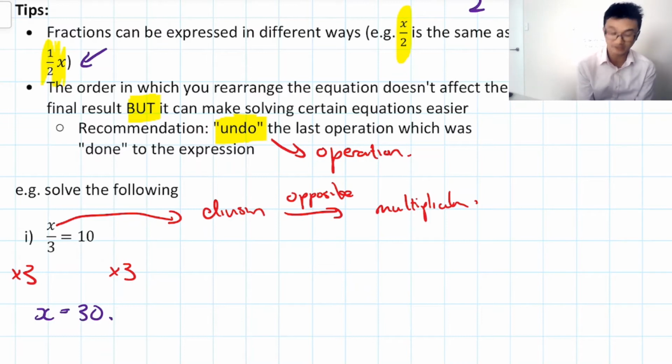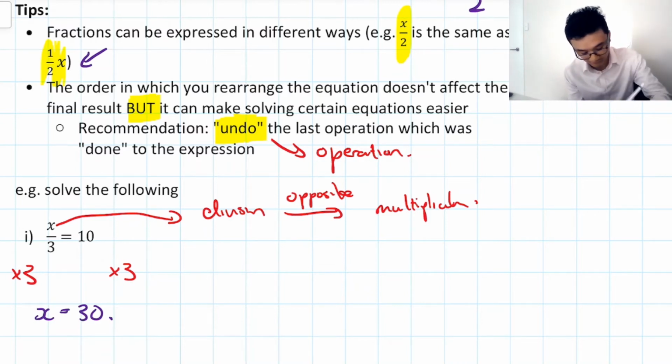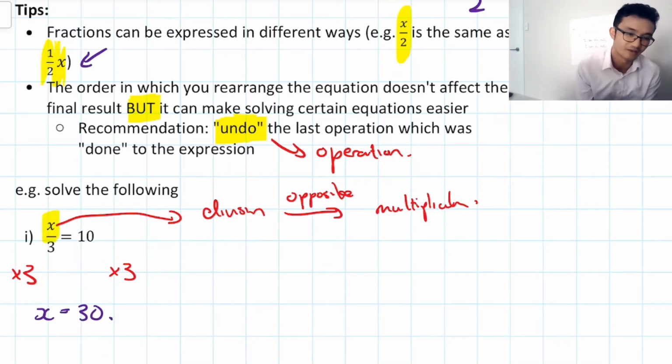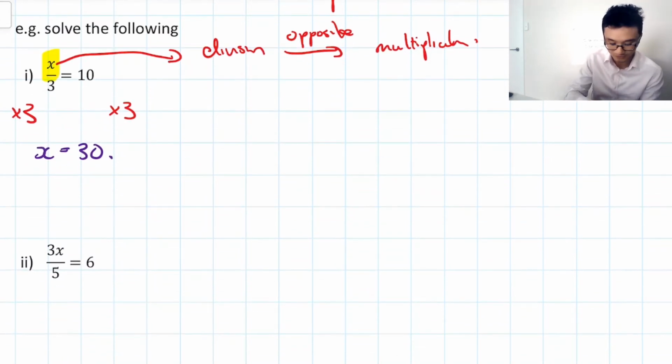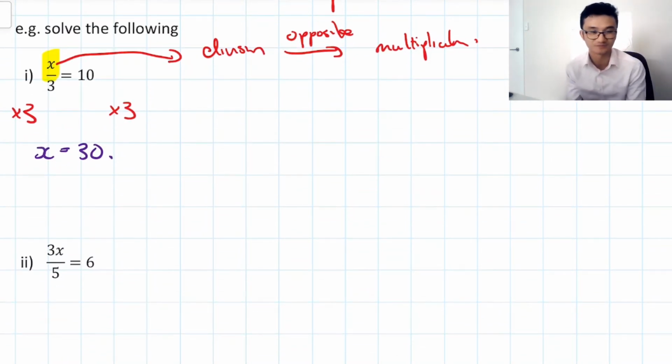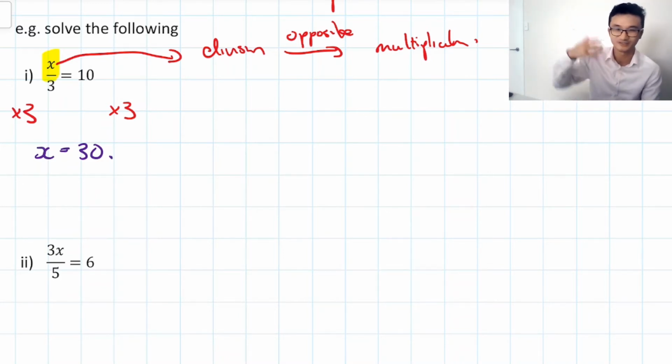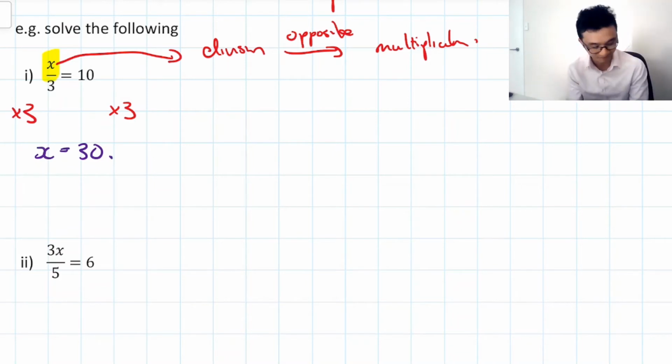Now, something you might have noticed is, hey, I could have done that in my head. If you look at this, it's saying, what's something divided by 3 that gives me 10? You can think about it and you'd get 30 as your answer. That's perfectly fine. But when we get to more tricky examples, it won't be as easy to do mentally, so it's really important to have these strategies. Let's have a look at this one, an example of what I mean. It's not as easy to think, what is 3 times something divided by 5 that gives me 6? It's a lot of mental gymnastics.